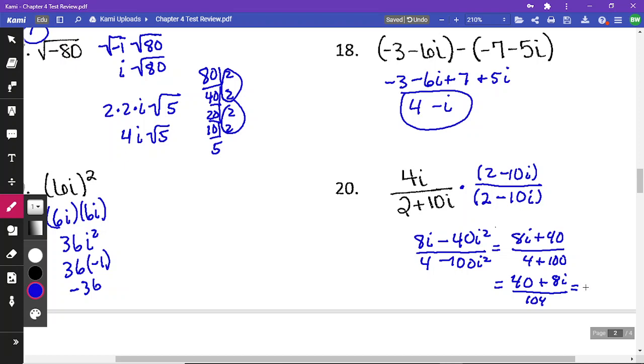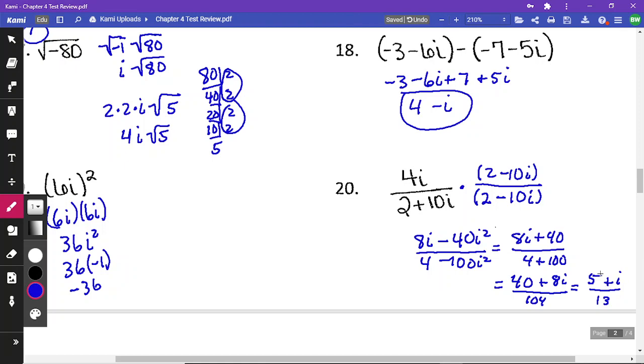Which is, we have to see if we can reduce this, and it has to be a number that goes into all three numbers, 40 and 8 and 104. And if you look at it, 8 goes into all of them. Okay, so 40 divided by 8, that's 5. Okay, 8 divided by 8 is 1, so that's just 1i. And 104 divided by 8 is 13. And that is our answer.